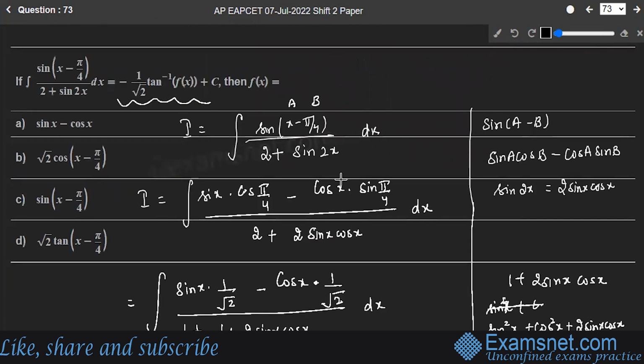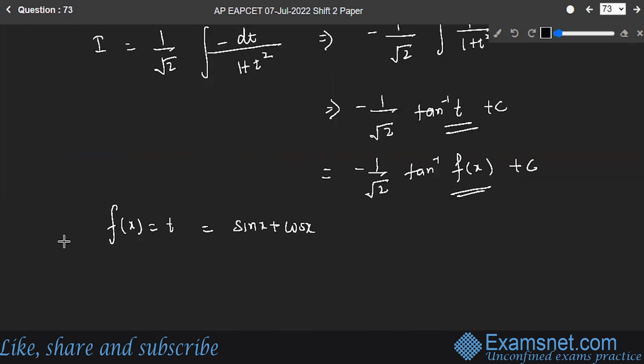Okay, so sine x plus cos x, this is not available. So we have to find some alternative. Okay, so if I see, I have something which involves cos. This is not the correct option. This is also not matching. Let's check with the other ones.